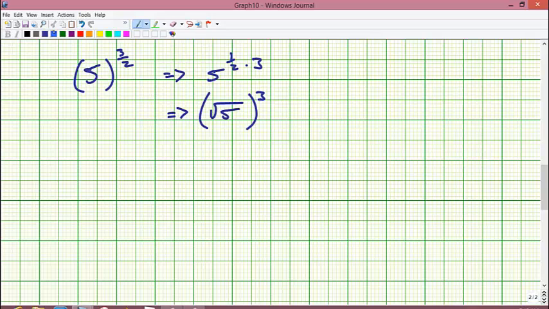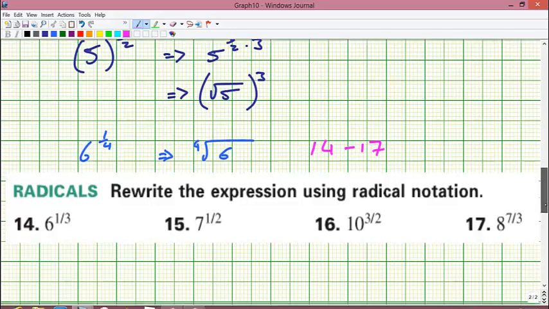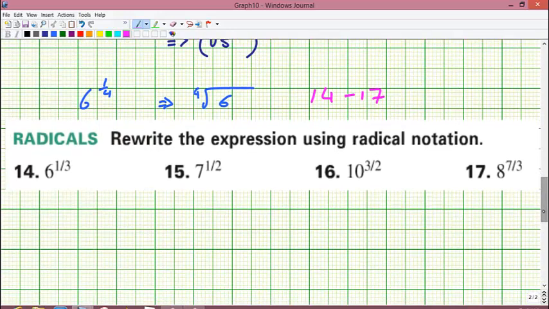Let's try another one. 6 to the power of 1/4 is the 4th root of 6, etc. Okay? So let's continue. Same page, we're going to do questions 14 through 17. And there they are. Good. Right. Work through these and pause, and we will come back to continue in a minute.